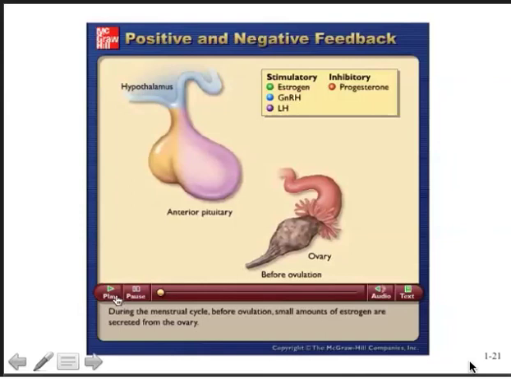It'll take place in the last 10 minutes, and it will be over the material that was covered in this podcast block.